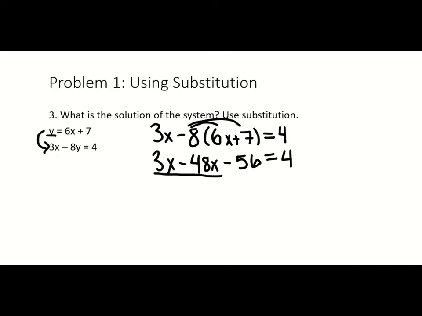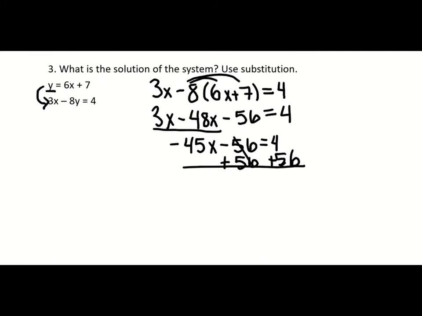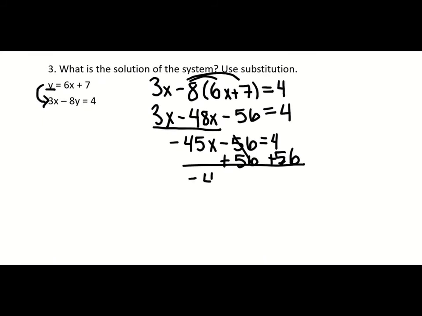Combine my like terms. This would be negative 45x minus 56 equals 4. Add 56. This would be then negative 45x equals 60. And then divide by negative 45.